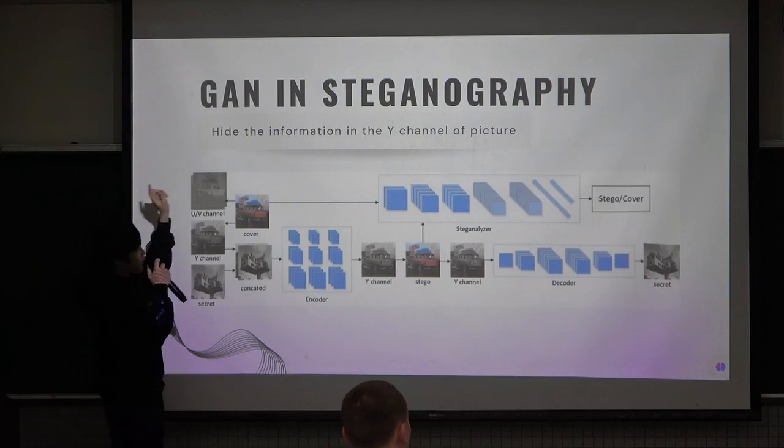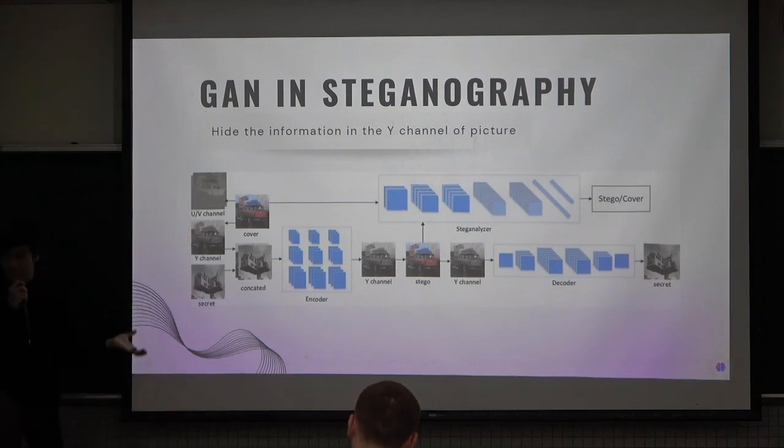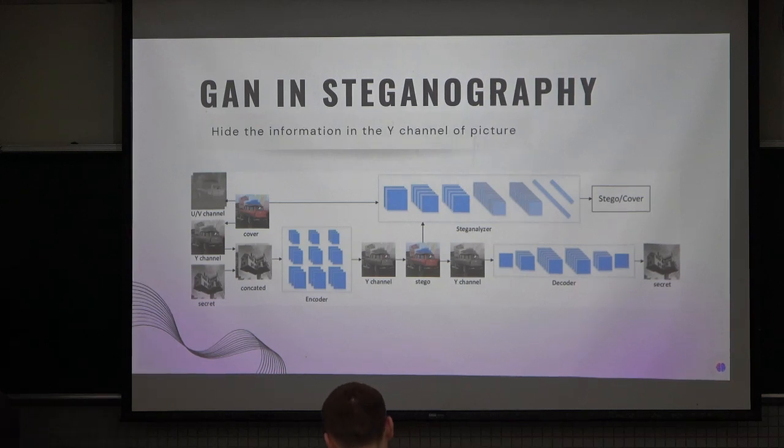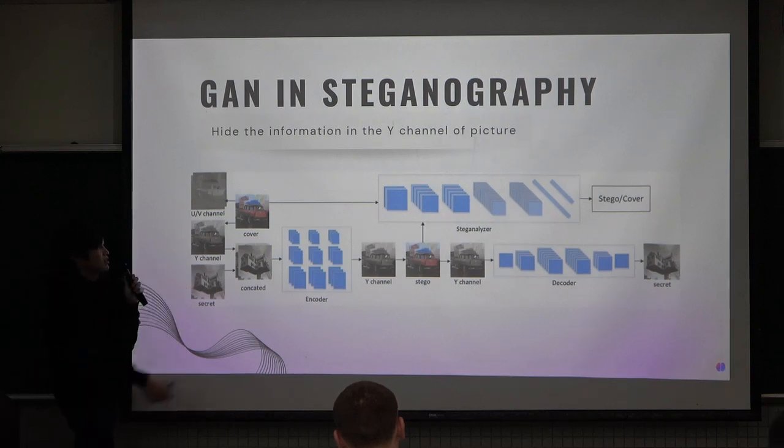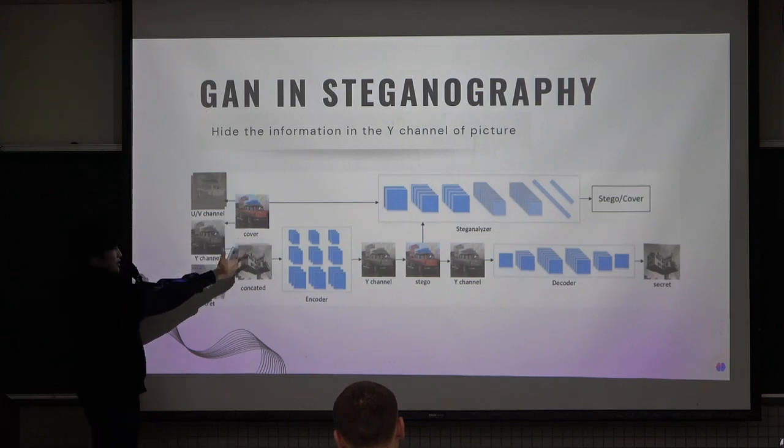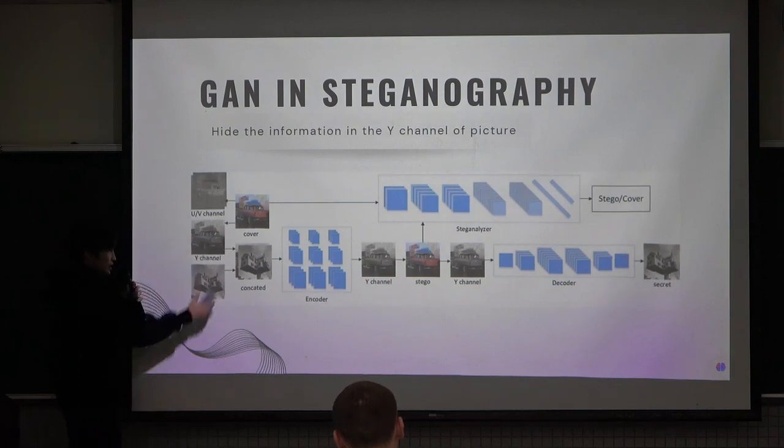First, we hide the image into another image, hiding in the white channel. The white channel is a way to display the image digitally. It's named YUV, and Y means the brightness of the image. We can hide the image into this channel. So here's the common image, and we want to hide the image below into the cover image in the white channel.